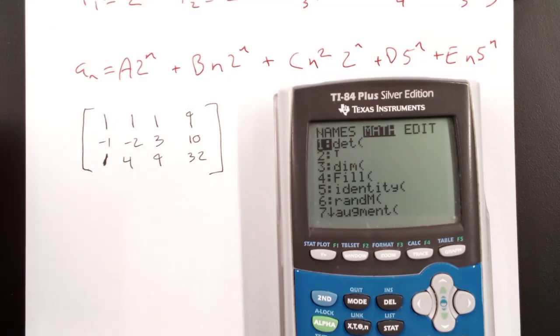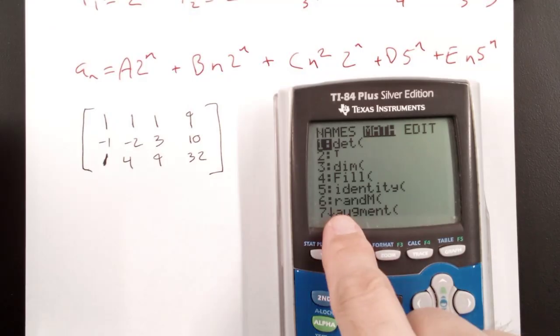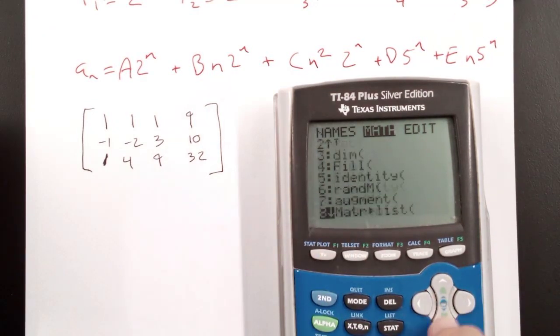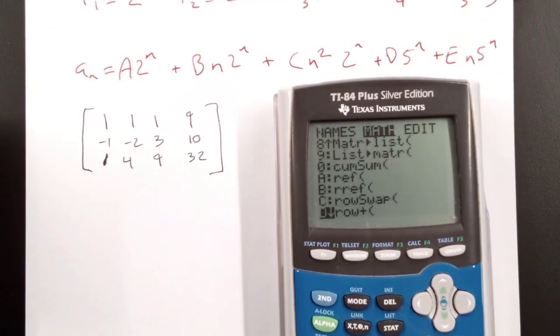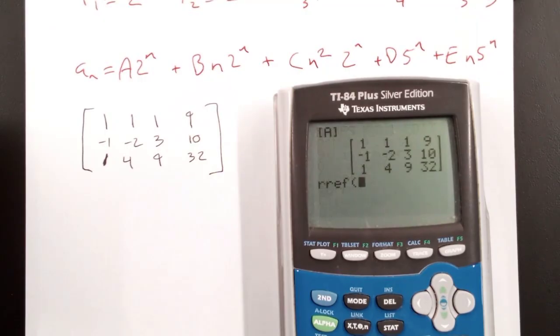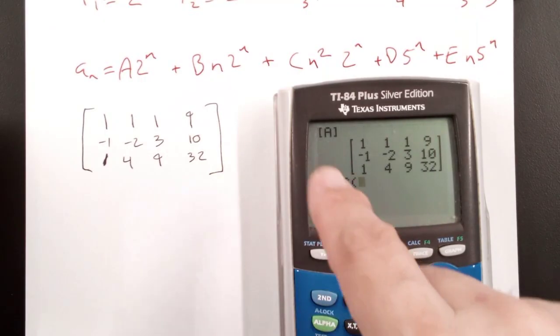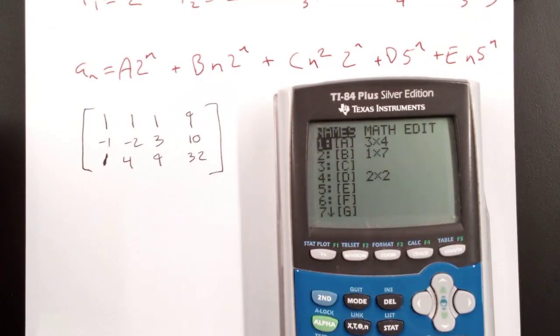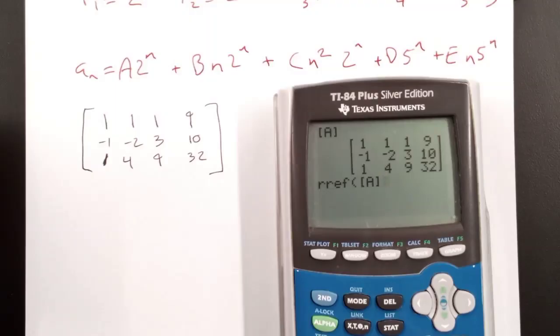RREF, reduced row echelon form. See the little arrow? Work your way down. Hey, there it is. Reduced row echelon form. I want to do that to our matrix. I want to do it to matrix A. So I hit enter, and then I say second matrix. I want to do it to matrix A. And then it does it.